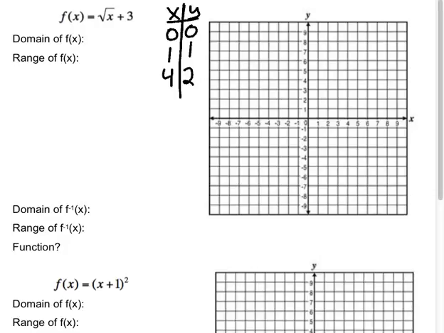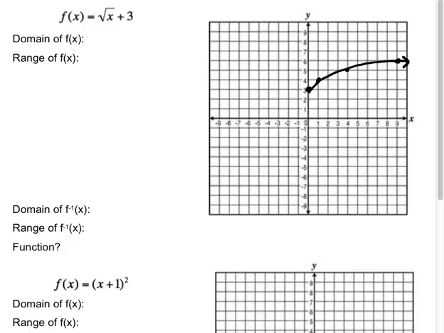So remember, we're taking that function, and we're literally just moving it up 3. So instead of 0, 0, I'm moving that up to 0, 3. Instead of 1, 1, I'm moving that up 3. Instead of 4, 2, I'm moving it up 3. Instead of 9, 3, moving it up 3. So here, remember that is my square root function. I'm just shifting it up 3.